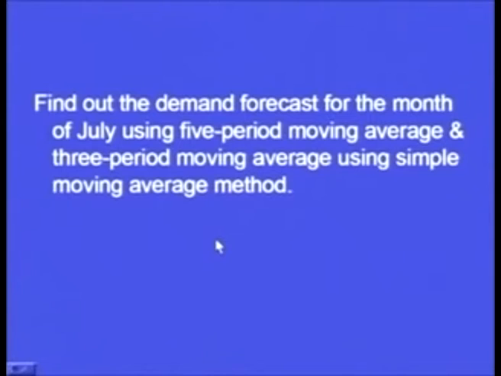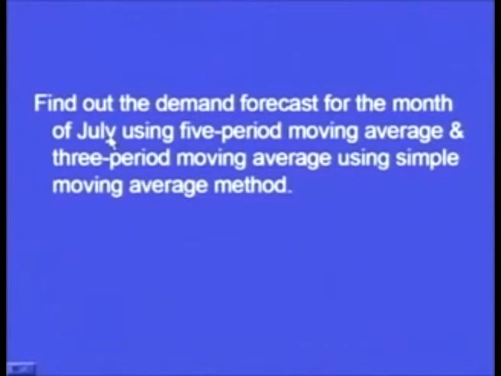For such data, a simple moving average method would be very helpful to us in order to generate a forecast in such a scenario. Now, the problem is to find the demand forecast for the month of July using a 5 period moving average and a 3 period moving average, using the simple moving average method. You can see that the period has been decided, whether a 5 period or a 3 period moving average.